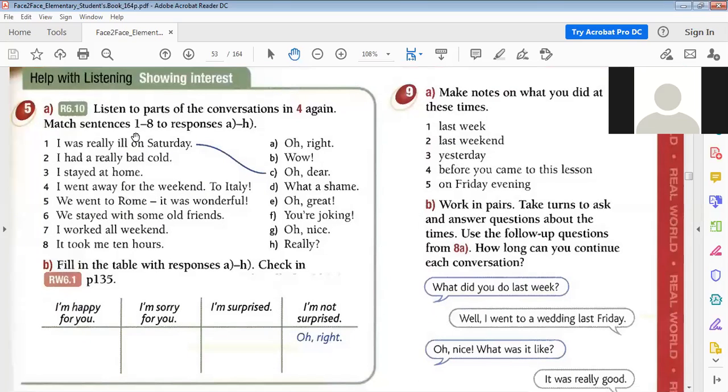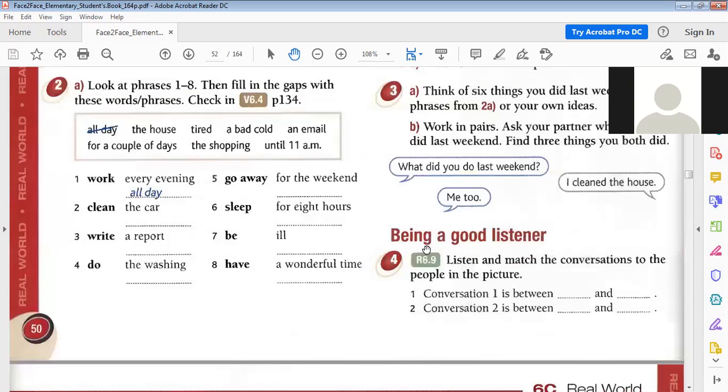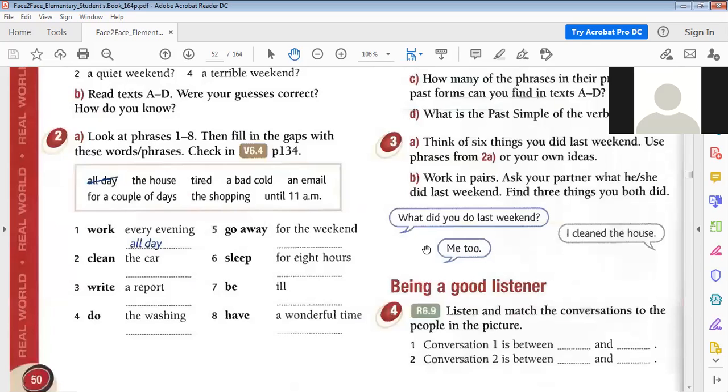Oh, if you're listening, Ms. Nashi, sorry, I forgot number 4. Okay, before we continue, let's do number 3 and 4. Number 3 says, think of 6 things you did last weekend. So here I want you to talk about 6 things you did last weekend. You can start, Manan. You can use these phrases in number 2, but if you want to use them, you have to change them to the past. Okay? Because it's in the past.